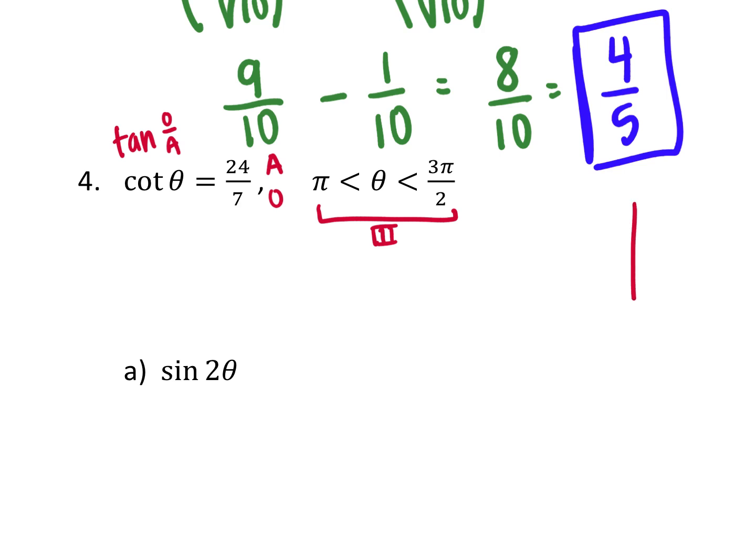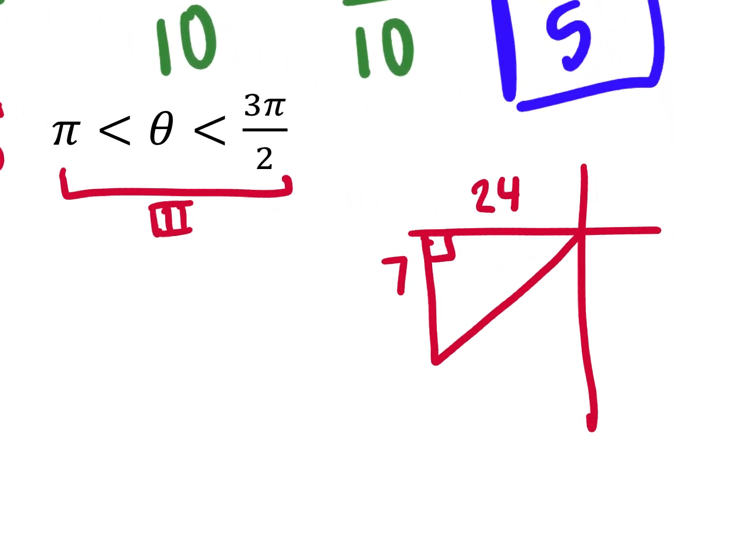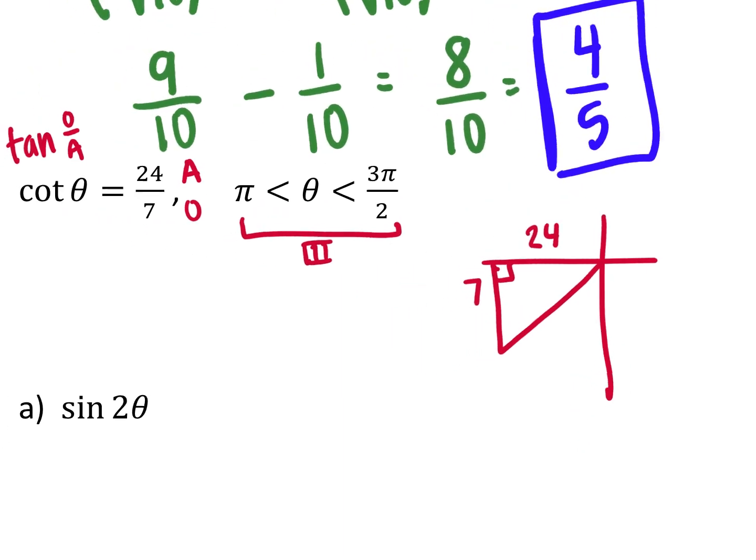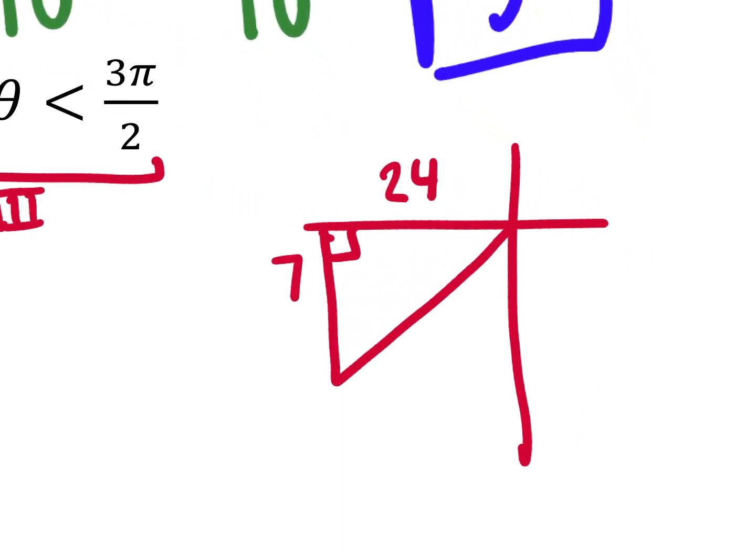Take a moment, build your triangle. Now, when you put this on the triangle, initially it looks like the cotangent is positive. But when you put this on the triangle, make sure that you're making both of these legs negative because we're going left and down.